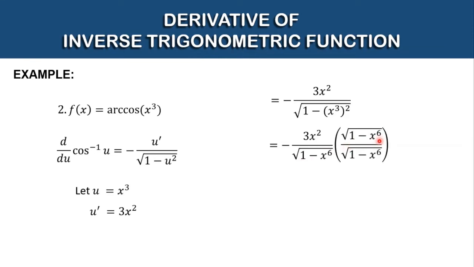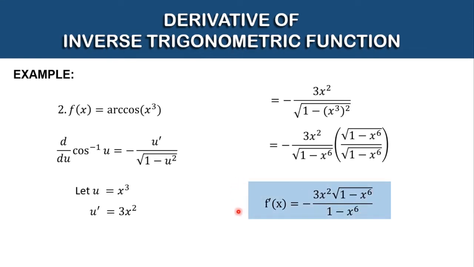Then after multiplying, we're going to have negative 3x squared times square root of 1 minus x raised to 6 all over 1 minus x raised to 6. And this is the final answer for our example number 2. So this is the derivative of our arccosine of x cubed.